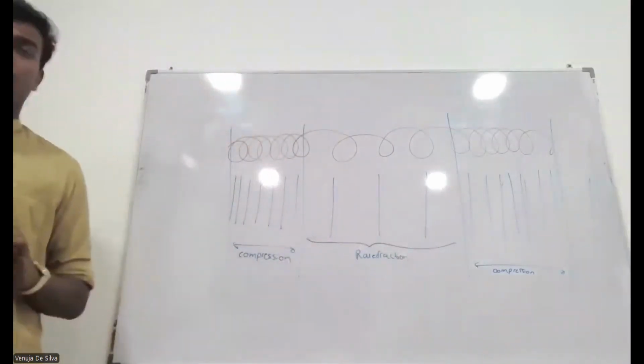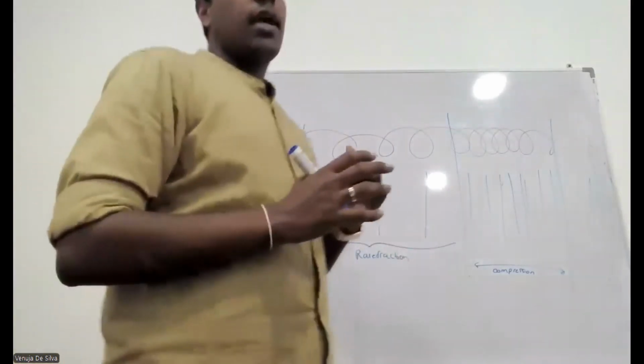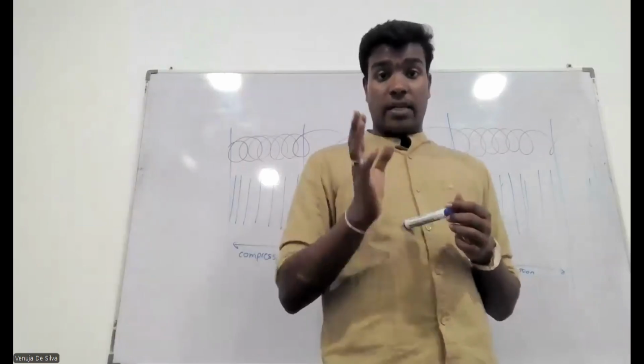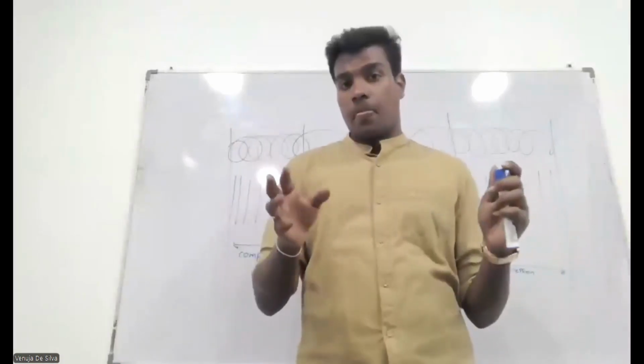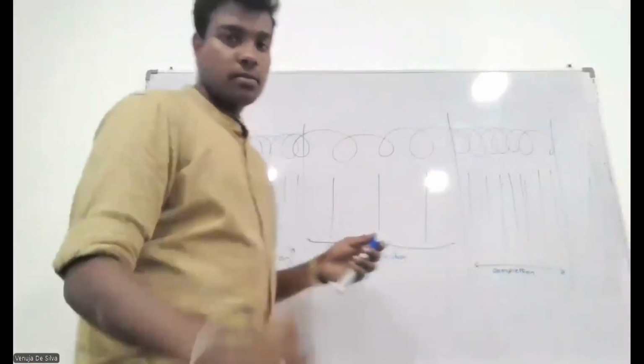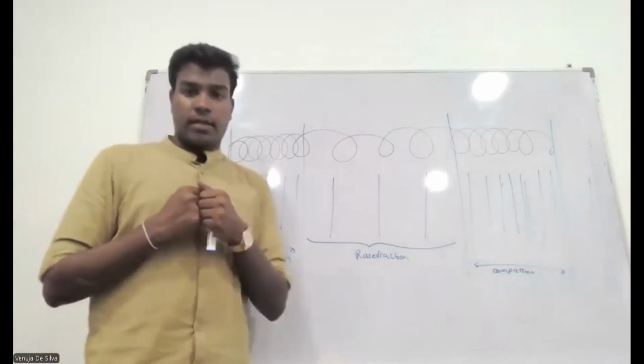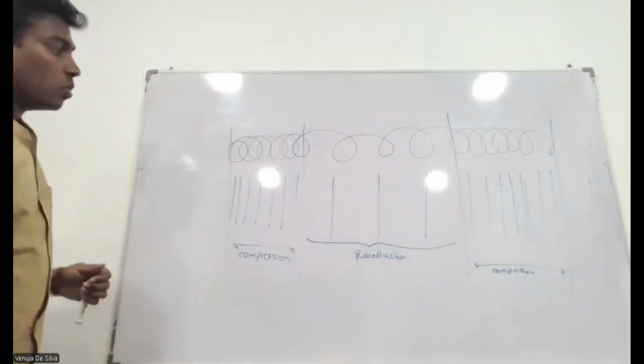Compressions are the points where particles are closer together and the pressure is maximum. Rarefactions are the points where particles are away from each other and the pressure is minimal. Okay, so that is what you have to know here.